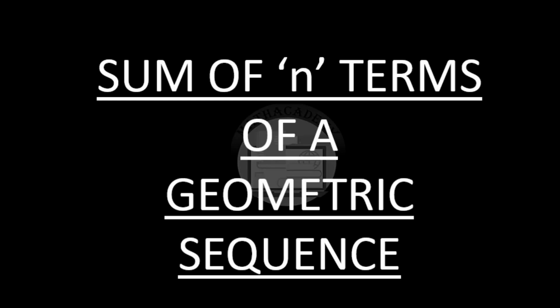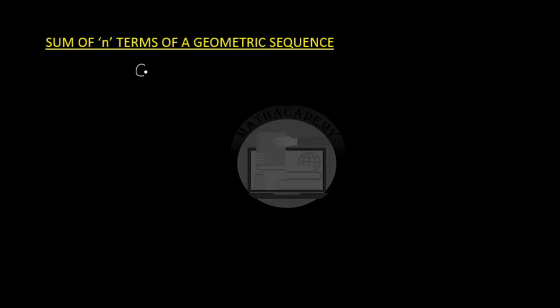Hi, after seeing the explicit and recursive formula of a geometric sequence, we will see how we find the sum of n terms of a geometric sequence. Let us try to derive the formula for the sum. We have a geometric sequence a1, a2, a3, a4 and so on up to an. There are n terms, so the last term will be the nth term.